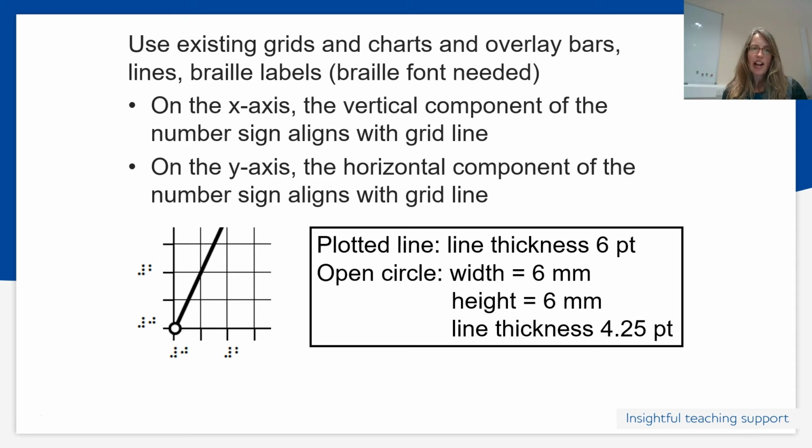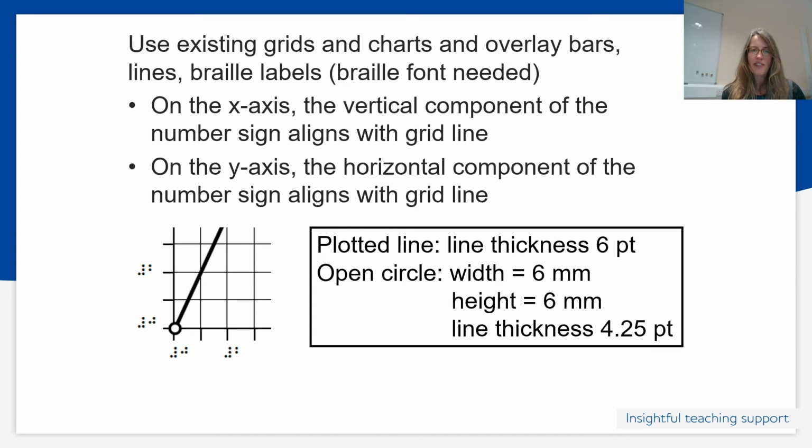So if we're doing a Braille graph, on the x-axis for our numeric scale, we want to make sure that the vertical component of the number sign aligns with the grid line. You can see at the bottom of the screen here that for the horizontal x-axis, the number sign is aligning with the grid line. On the y-axis, we need to make sure that the horizontal component of the number sign is lining up with the grid line. And again, that just helps our Braille user to locate the grid lines quickly and easily.